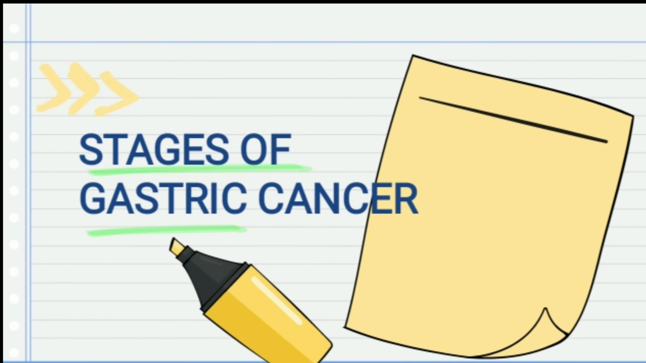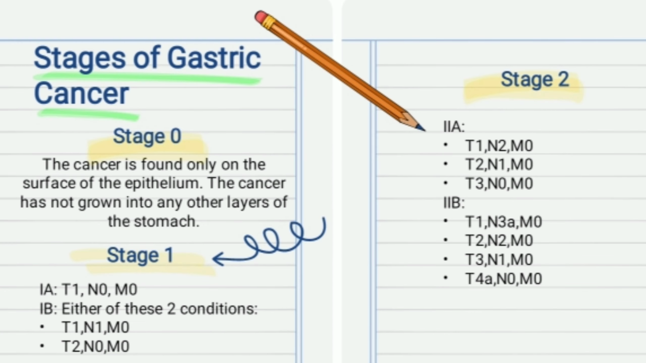What are the stages of gastric cancer? The following stages are used for gastric cancer. First, stage 0. Stage 0 is also called carcinoma in situ. The cancer is found only on the surface of the epithelium. The cancer has not grown into any other layers of the stomach. Next is stage 1.